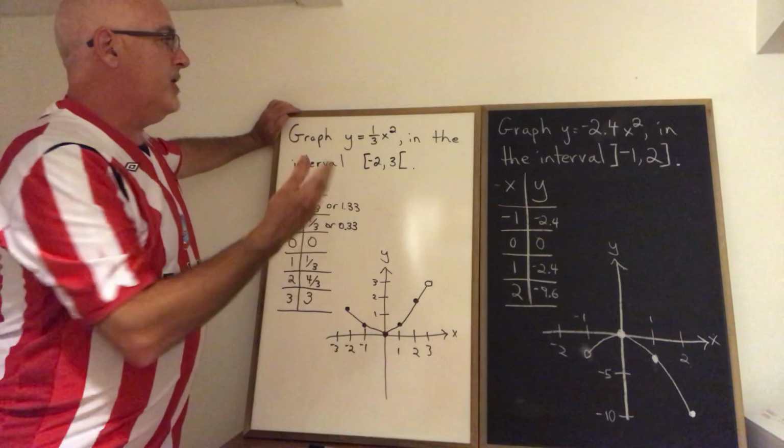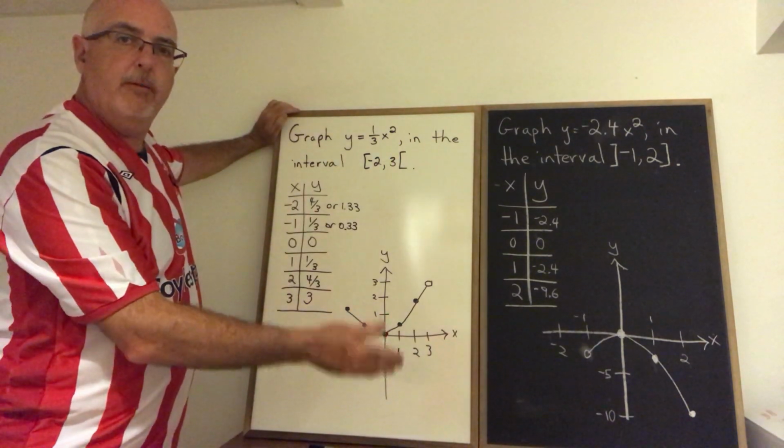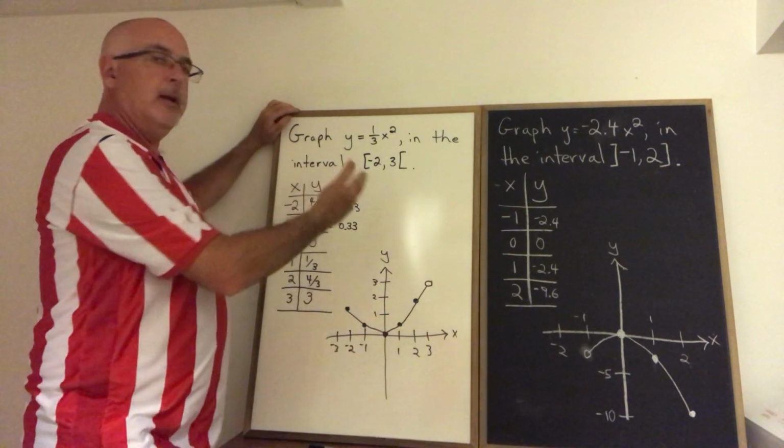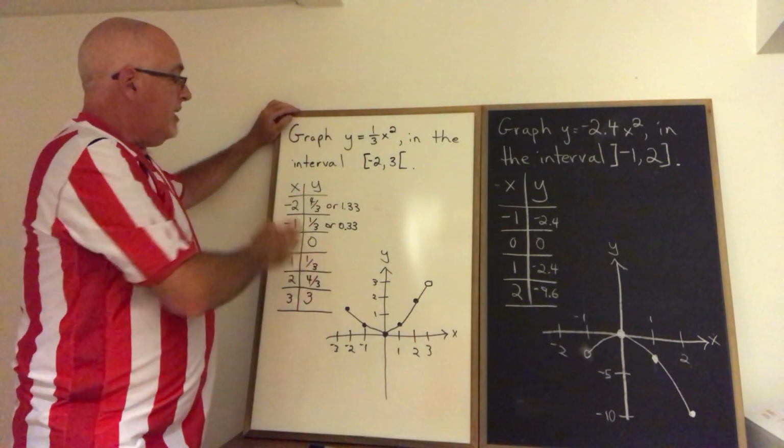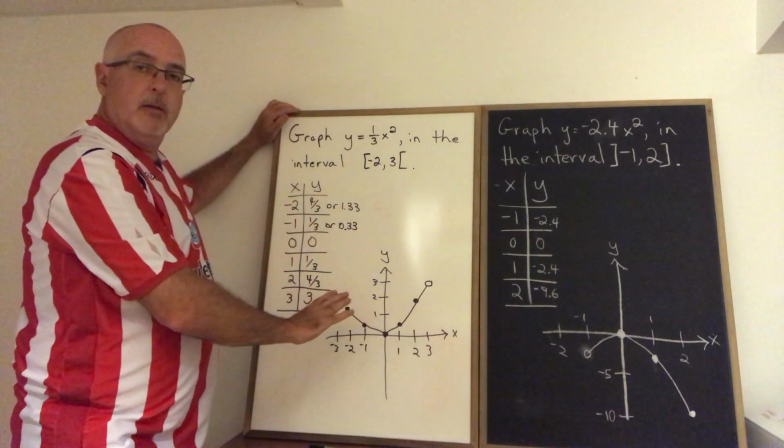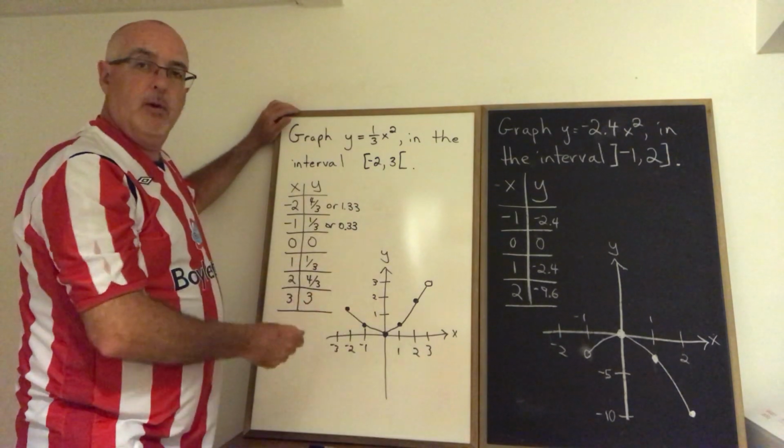So these are 2 examples that show how to graph a quadratic of the form y equals ax squared when you're given an interval to graph between. And the method of creating a table of values is a very effective way of doing this.